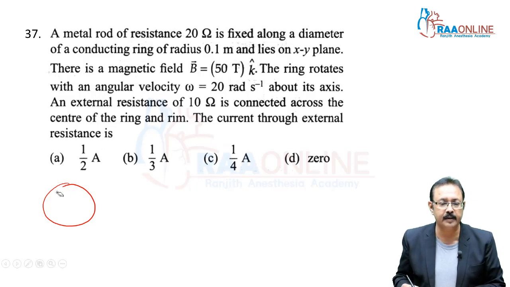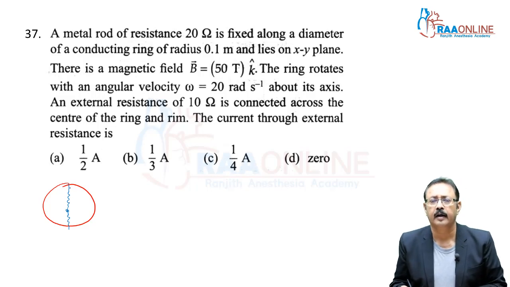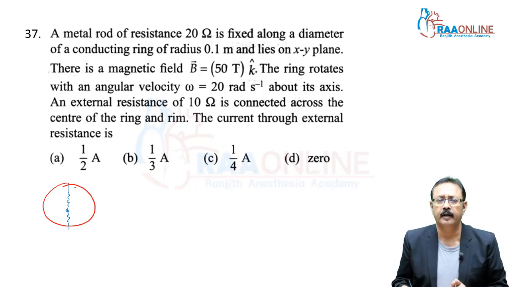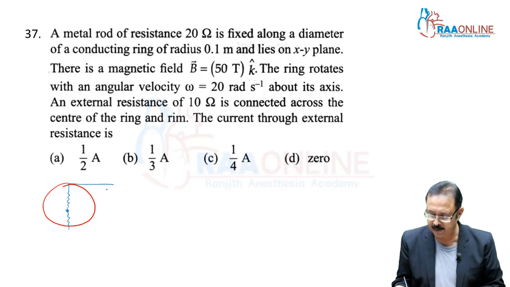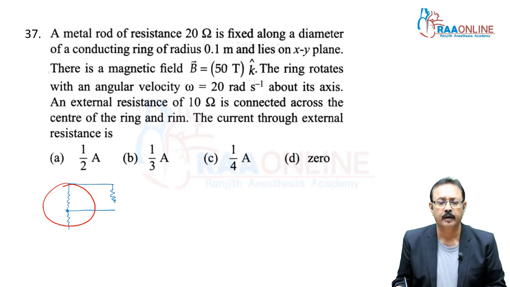What they are saying in this, we will use a different color. A metal rod we are putting here of resistance 20 ohm, means 10 ohm and 10 ohm. It is the center. Radius is 0.1 meter with rim and center. We connected one more resistance of 10 ohm.